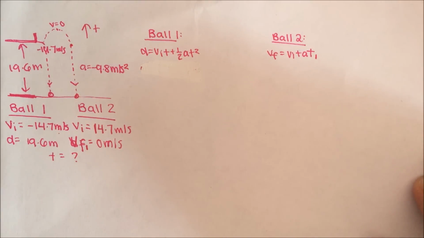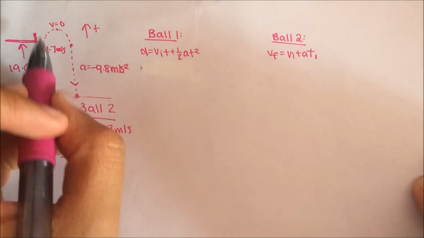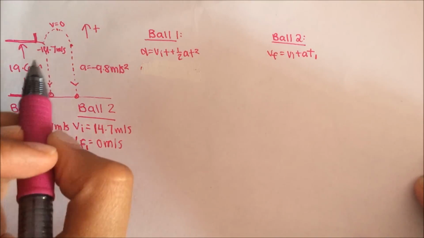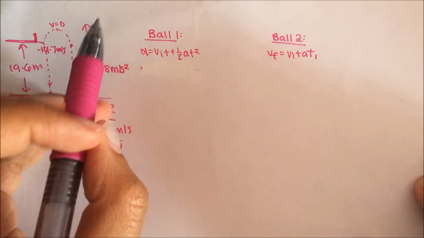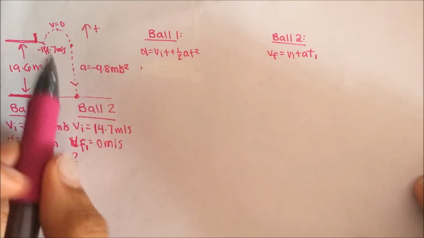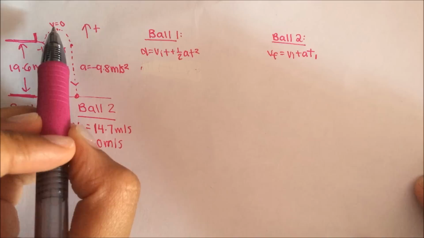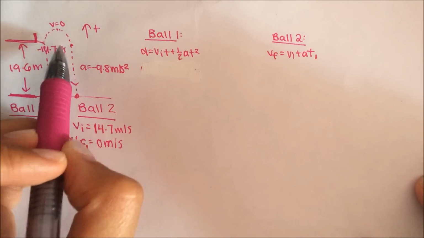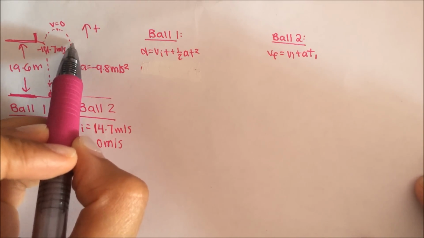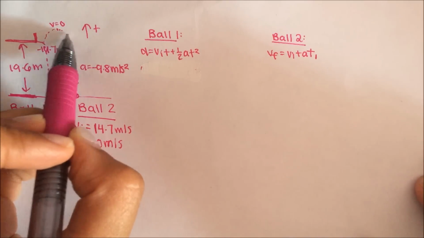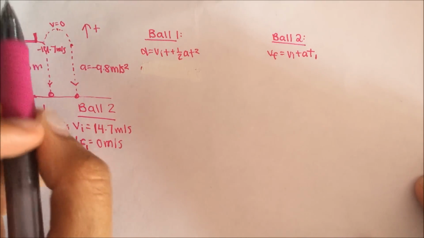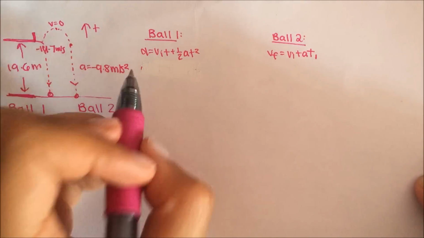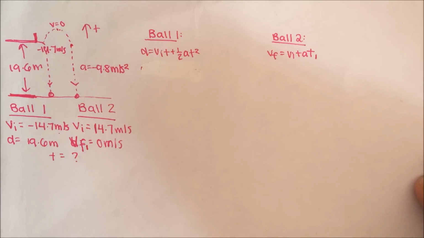Okay, so first let's get an idea of exactly what's going on. So for a balcony, which is 19.6 meters above the ground, you have ball 1 just throwing straight down at negative 14.7 meters per second because up is positive, right? And then the second ball we're going to throw up at 14.7 and it's going to come down, and at this point here, at equal to the level of the balcony, it's going to have the same velocity of negative 14.7 because equal points have the same velocity, just in opposite directions. And we know the acceleration for both of them is going to be negative 9.8 meters per second squared because gravity is the only force that we're going to consider.